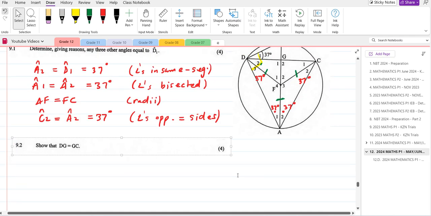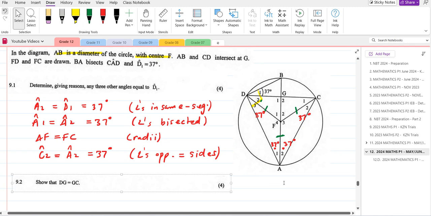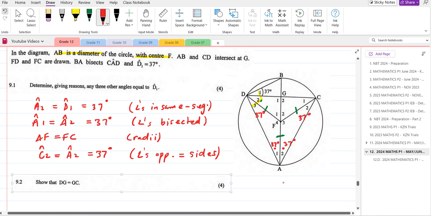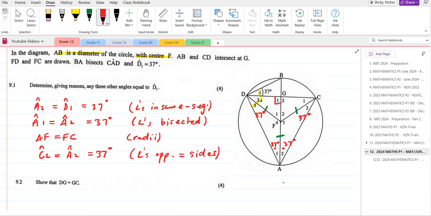Next one: show that DG equals GC. How is DG equals GC? In other words, we want to prove that this line is perpendicular. We want to get this angle to be perpendicular. How are we going to prove that this is perpendicular? We can use angle at center equals twice angle at circumference here, using this chord. Angle at center equals twice angle at circumference.